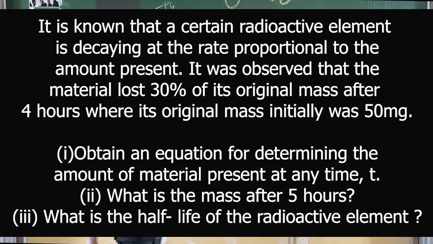Let me read first. To the amount present, full stop. It was observed that the original material lost 30% of its original mass after 4 hours, where its original mass was initially 50 milligram. Full stop. 1. Obtain an equation for determining the amount of material present at any time t. Number 2, what is the mass after 5 hours? Number 3, what is the half-life of the radioactive element?